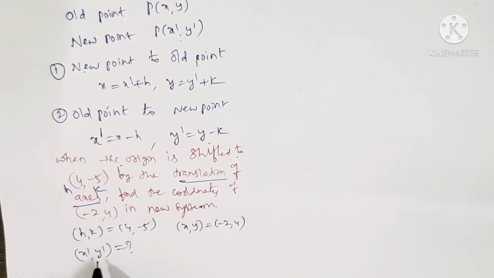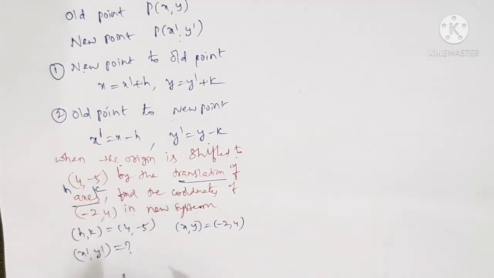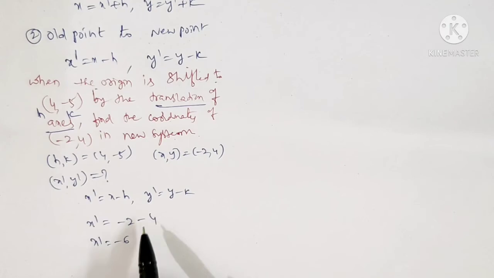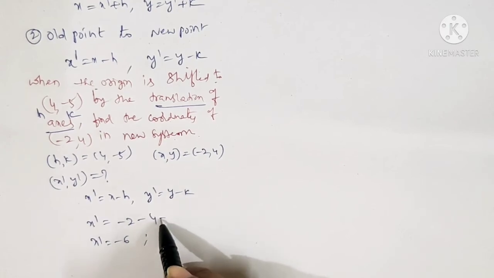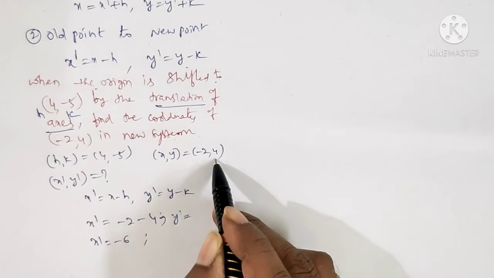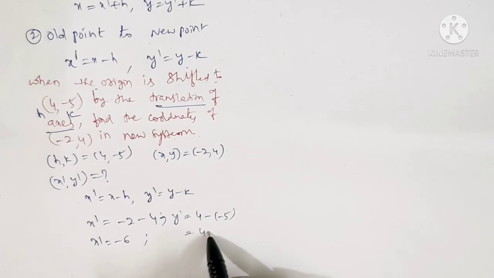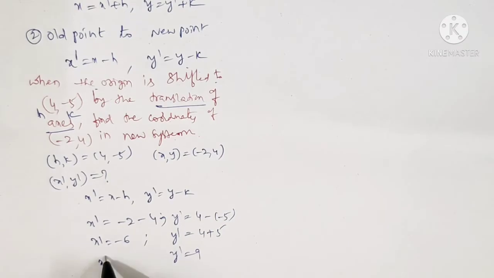We have to find the new point. So what is the formula here? x dash is equal to x minus h, y dash is equal to y minus k. So x dash is equal to minus 2 minus 4, which is minus 6. Then y dash is equal to the y coordinate, 4, minus the k value, minus 5. So 4 minus of minus 5 is plus 9. So x dash is equal to minus 6, y dash is equal to 9. So minus 6 comma 9 is the required point in the new system. Clear? So like this we have to find it.